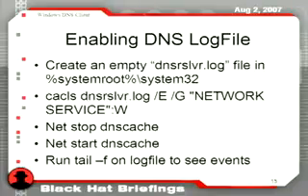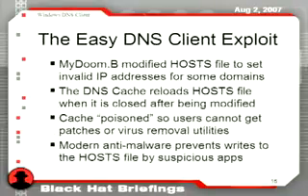And so if you're having DNS issues, you can do this. You don't have to be trying to reverse engineer it. It'll give you a chance to see what's really going on in the resolver cache. Turns out you have to stop and restart the cache for it to recognize that, and you can run your tail on it. So let's talk about first the easy client exploit.